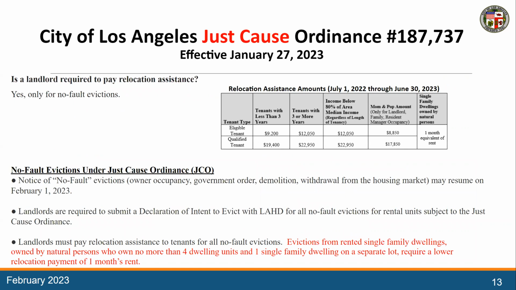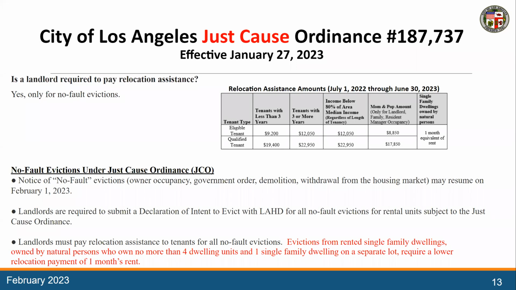In the same way that the RSO requires relocation payment for no-fault evictions, the Just Cause Ordinance also requires relocation assistance. The amounts of relocation are shown on your screen, and be aware that they are the same amounts as under the RSO. However, because the Just Cause Ordinance applies to single-family dwellings, these single-family dwellings have slightly different rules in terms of the amount of relocation a landlord must pay to a tenant.